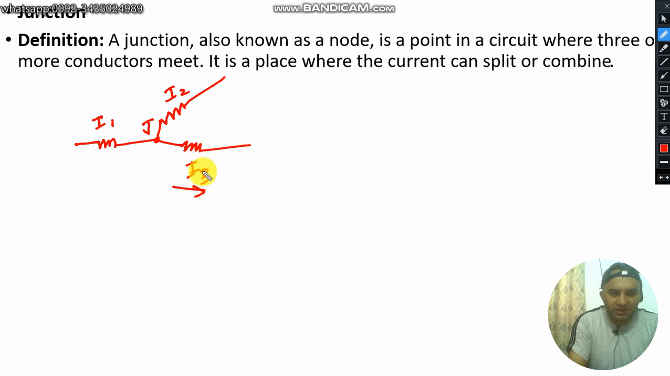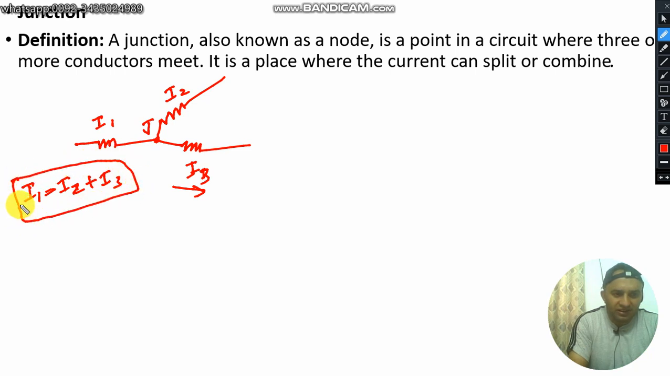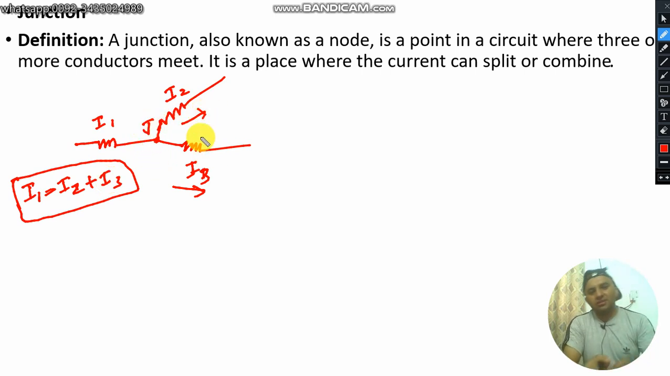So the current entering, I1, must be equal to I2 plus I3. The current that enters is I1, and the current that leaves is I2 plus I3. So the total current that enters must be equal to the total current that leaves the junction.